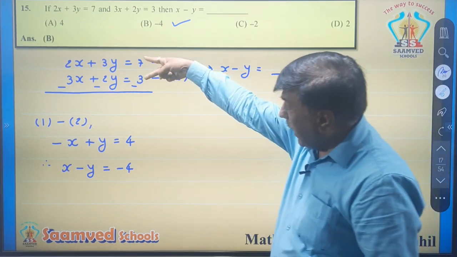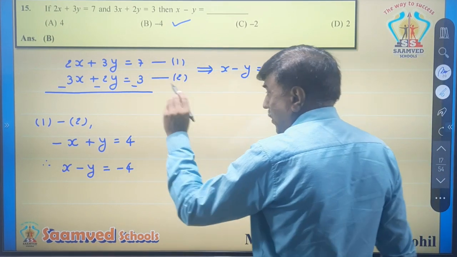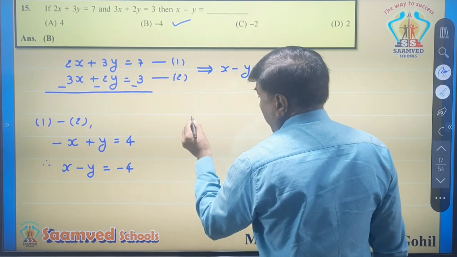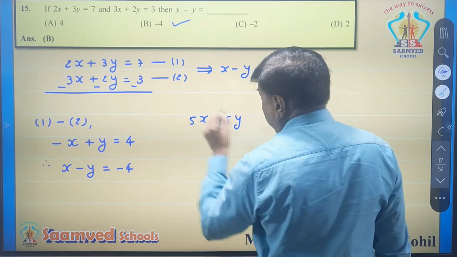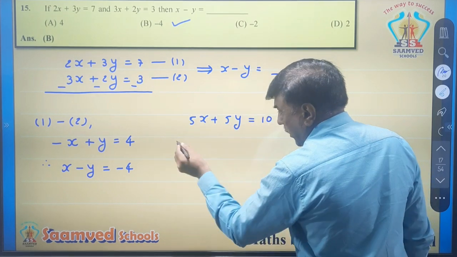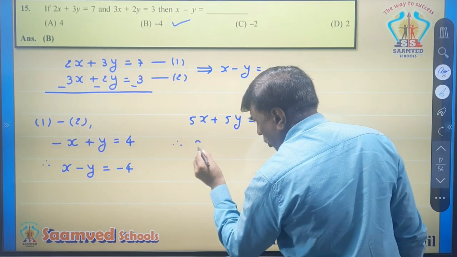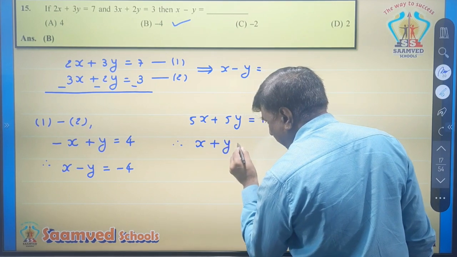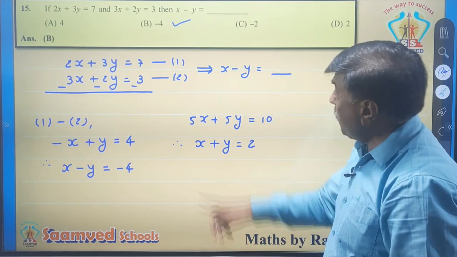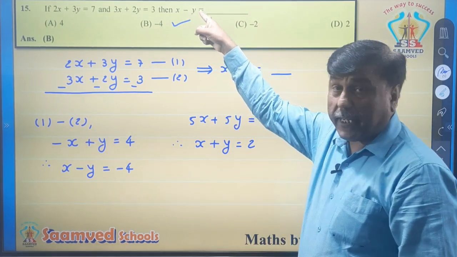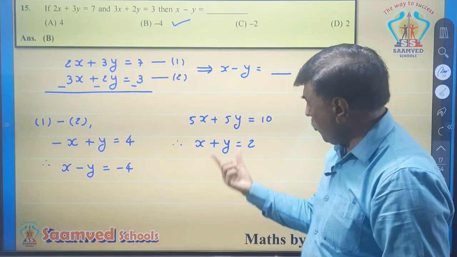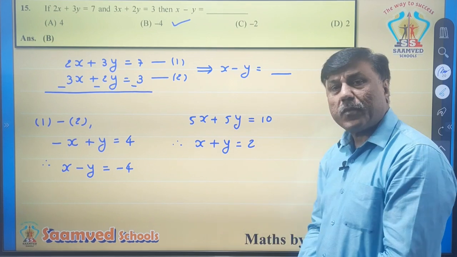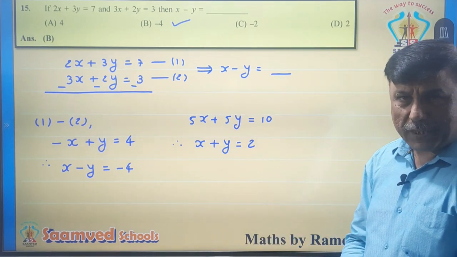Clear? If you add these two equations, then it will be 5x plus 5y is equal to 10. Take 5 as common, so it will be x plus y is equal to 2. If you are asked x plus y, then you have to add these two equations. So you will get x plus y is equal to 2. Clear?